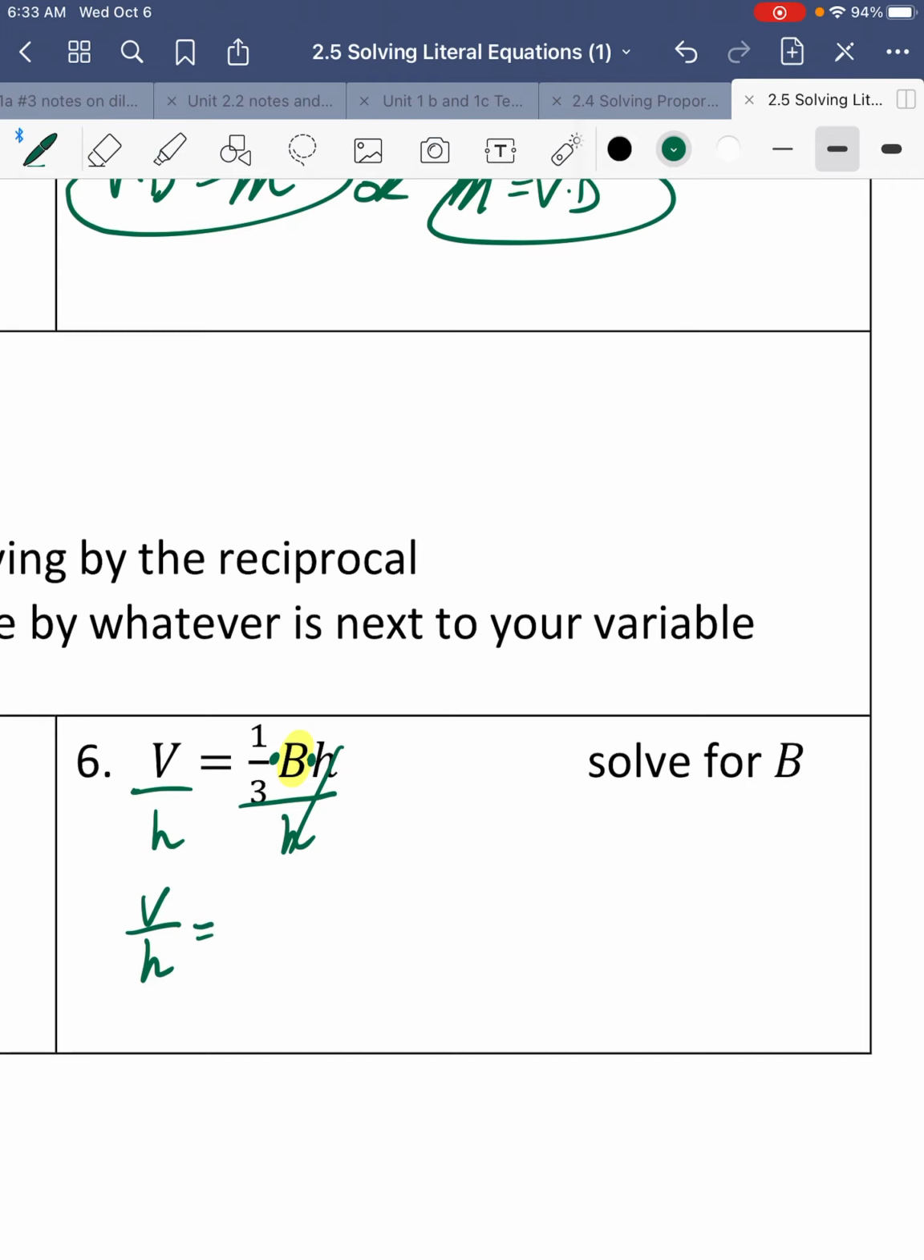And we have V divided by H equals 1/3 times B. And then the 1/3, we're going to do the opposite. We're going to multiply by the reciprocal, so 3/1. We switch the numerator and denominator. Multiply by 3/1. With multiplication of fractions, you multiply the numerators, 3 times V is 3V, and the denominators, 1 times H is H. Equals B.